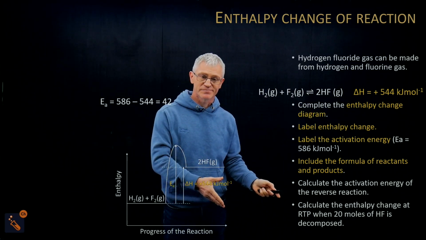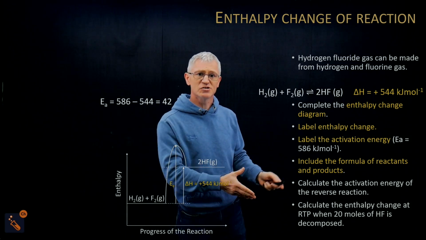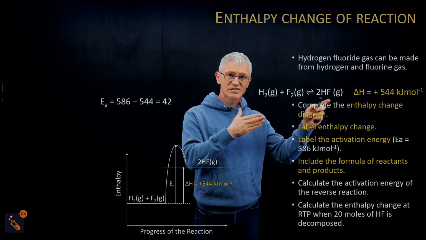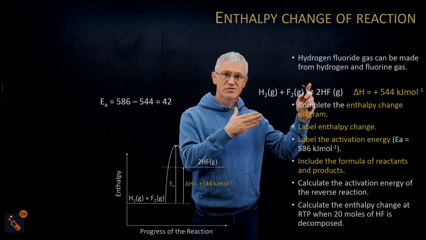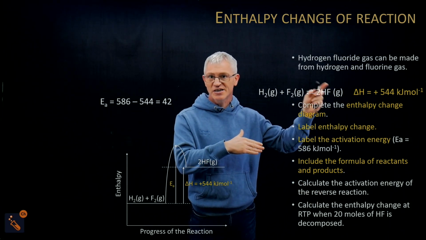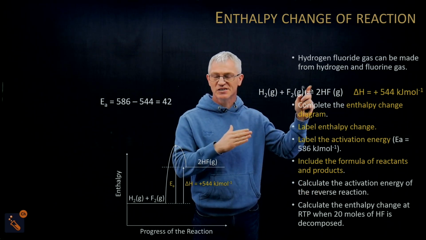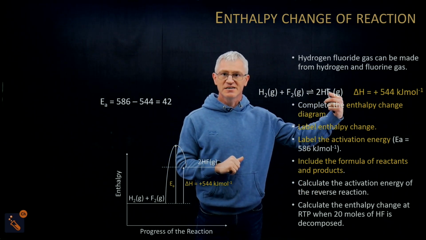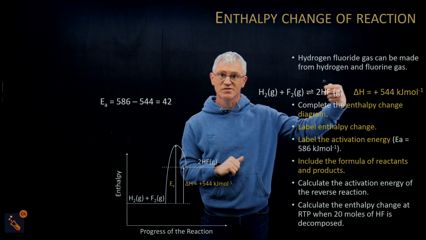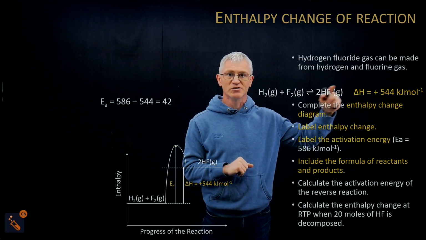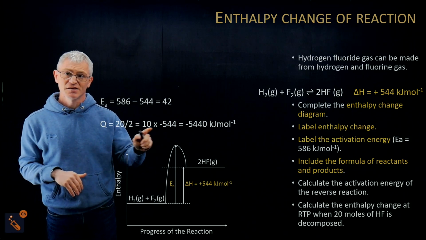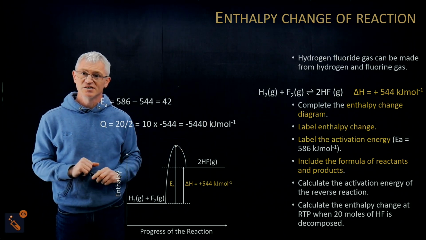I've got 20. So what I do is I take the 20 moles and divide it by 2, which means I'll have 10 lots of 2 moles of HF. So 10 times this reaction will be 20 moles of HF decomposed. Then going in that direction is going to be a minus enthalpy change, not a positive, because we're going in the opposite direction, so it'll be minus 544. So minus 544 times 10, which is minus 5440.